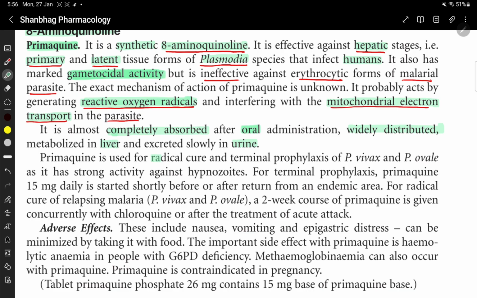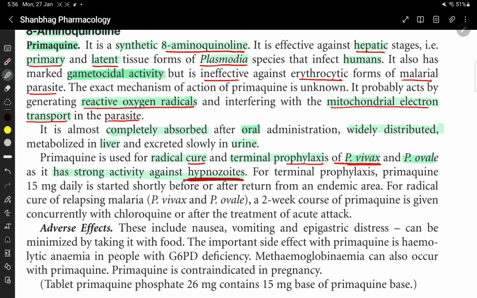Primaquine is used for radical cure and terminal prophylaxis of Plasmodium vivax and Plasmodium ovale, as it has strong activity against hypnozoites. ठीक है. So the question comes that Plasmodium vivax में Primaquine को क्यों यूज़ करते हैं. तो Primaquine is used for the radical cure and terminal prophylaxis of Plasmodium vivax because it has strong activity against the hypnozoites.